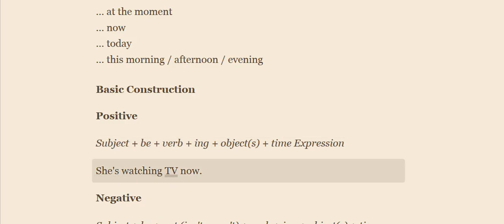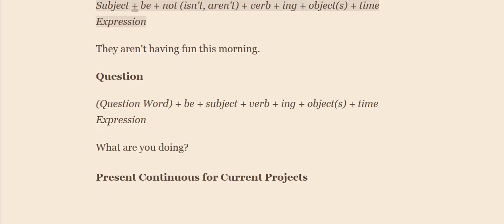She's watching TV now. Negative. Subject plus be plus not (isn't, aren't) plus verb plus ing plus object(s) plus time expression. They aren't having fun this morning. Question. Question word plus be plus subject plus verb plus ing plus object(s) plus time expression. What are you doing? Present continuous for current projects.